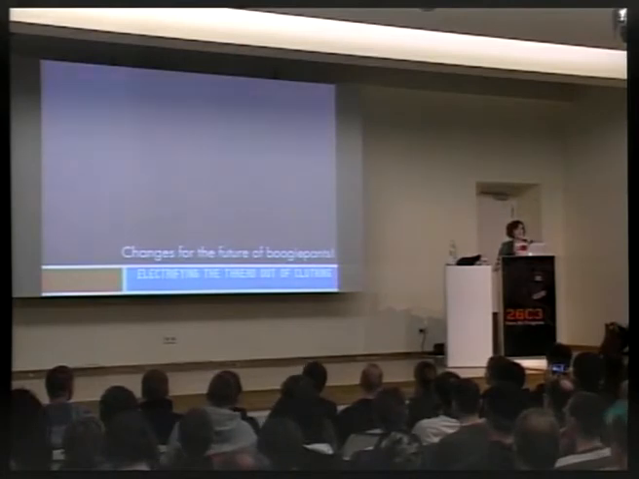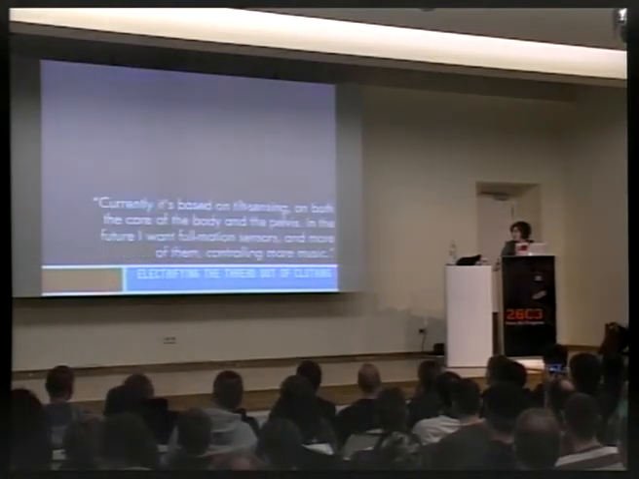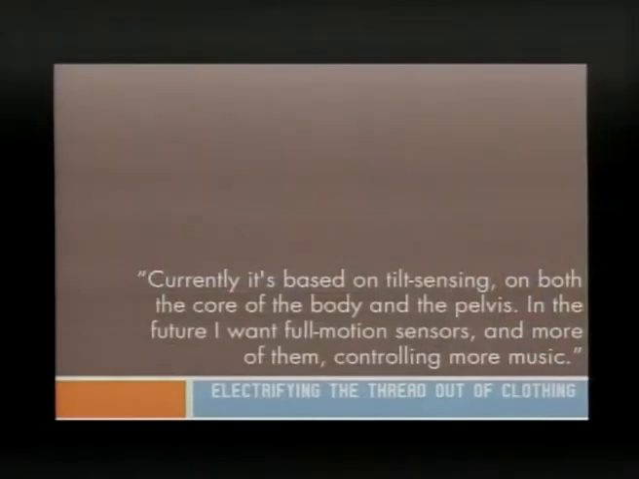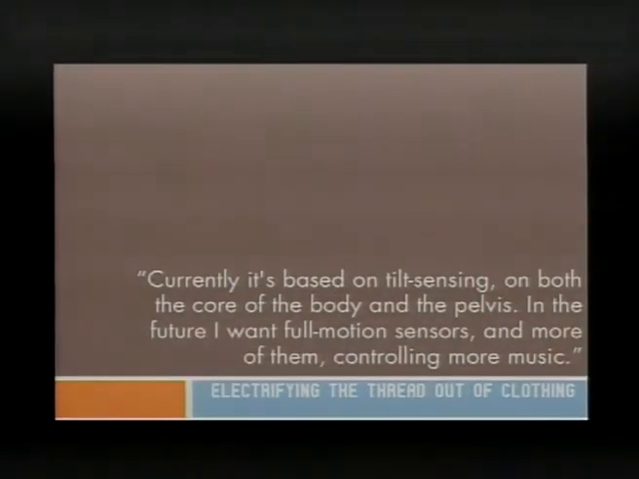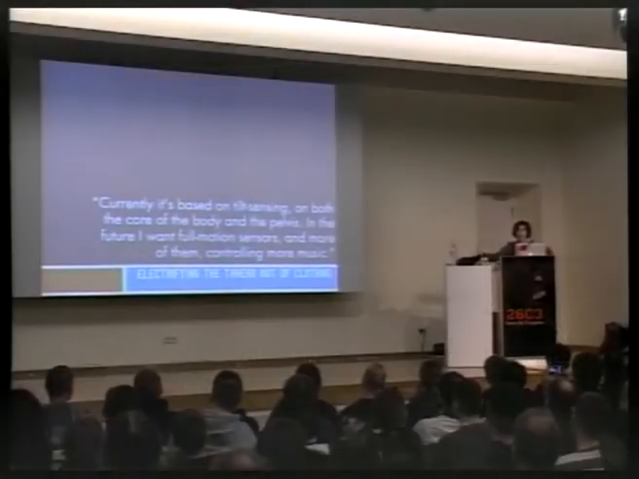Okay, for the future he wants to change a couple things, which I like what he's thinking about. Right now it's based only on the tilt sensing. So it only works with the core of the body and with the pelvis, but he wants it to be full motion sensors and more of them, controlling more music, controlling everything. So your arms, your hands, your legs, all different parts of your body.